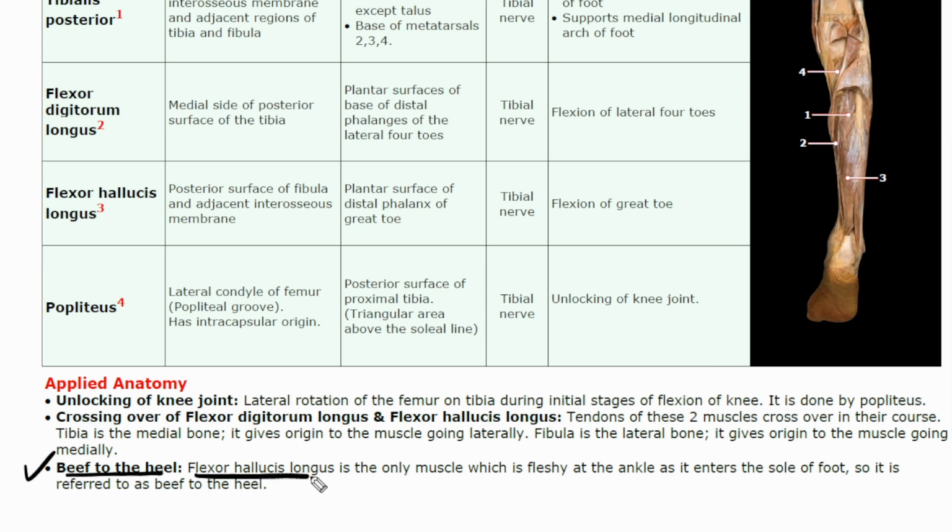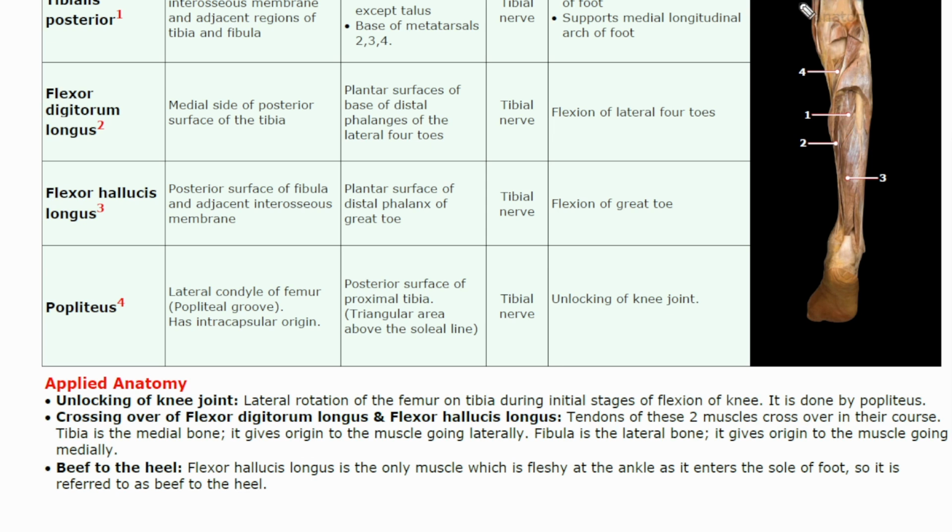The flexor hallucis longus muscle is the only muscle which is fleshy at the ankle as it enters the sole of the foot, so it is referred to as beef to the heel. Other muscles at the level of the ankle become tendinous. The tibialis posterior and flexor digitorum longus tendons would be seen, but flexor hallucis longus will be fleshy at the ankle. That's why it is referred to as beef to the heel.